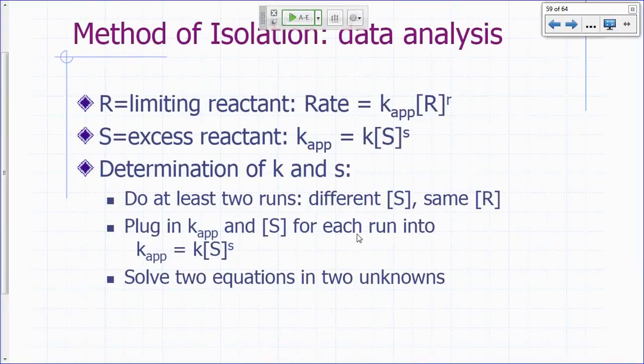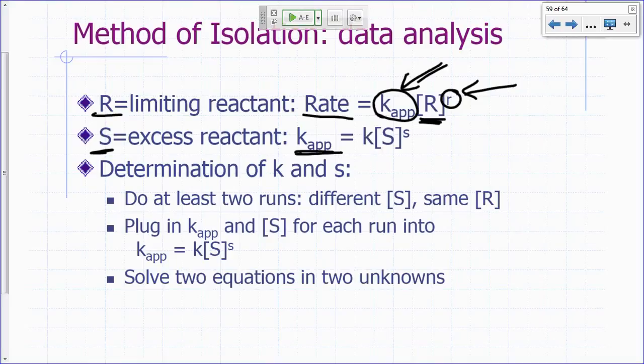Let's summarize what we do in the method of isolation. If R is your limiting reactant, for any given run the rate is going to be equal to an apparent rate constant times the concentration of R raised to the power r. That you can determine, and you can determine the apparent rate constant for that run. If S is your excess reactant, then your apparent rate constant for any given run is equal to the true K times the concentration of S raised to little s, which is the order of reaction with respect to S. So you do at least 2 runs, different S values, same R.